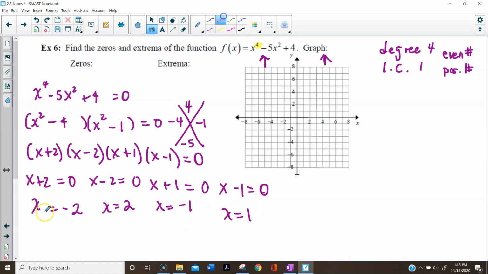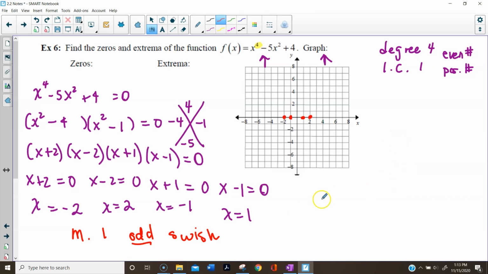Now, all of these are different solutions, different zeros, which means all of the multiplicities are 1, and 1 is an odd multiplicity, and odd multiplicities give me a swish. So you come up to the graph, you plot the zeros at -2, +2, -1, and +1. And those are my zeros.